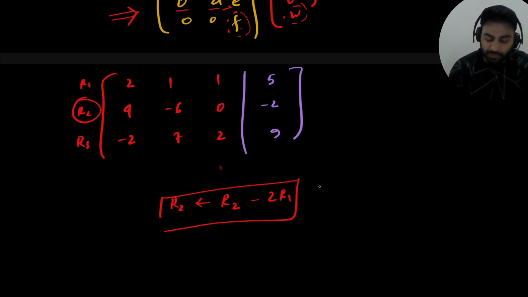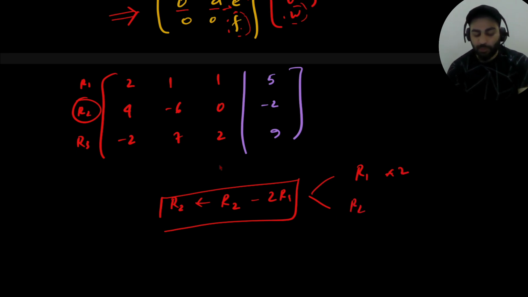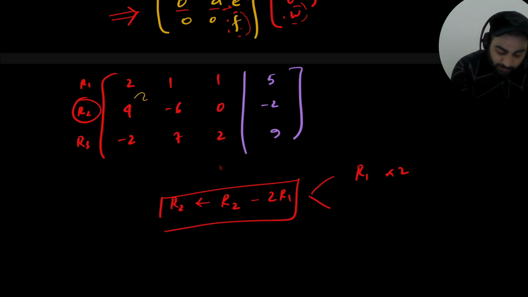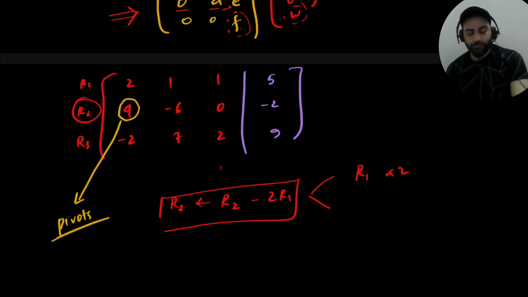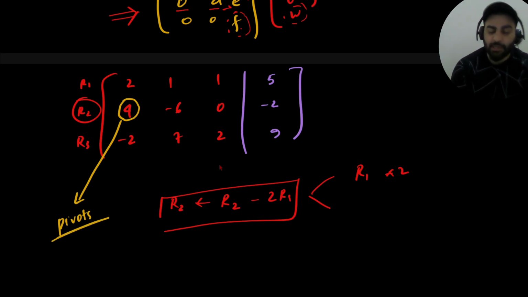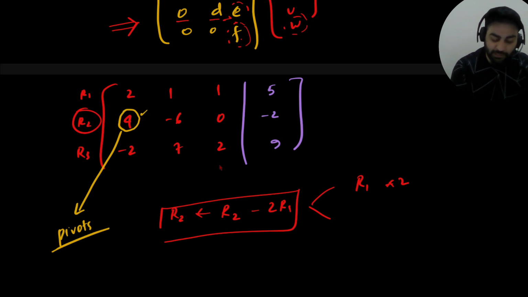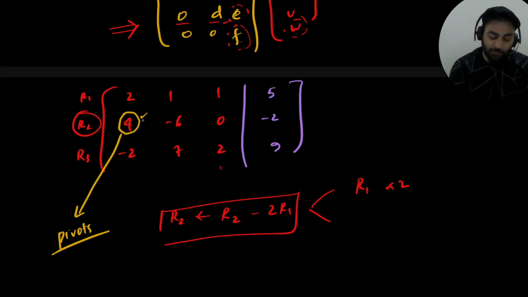So here there are 2 steps going on. The first is multiplying R1 by 2, and then subtracting that from R2. Why are we doing so? Because we want to get this entry to 0. These entries are called pivots. In the lower triangular matrix, we have to make this entry and this entry 0. The first step here is I want to make this entry 0. So how do we make this entry 0?